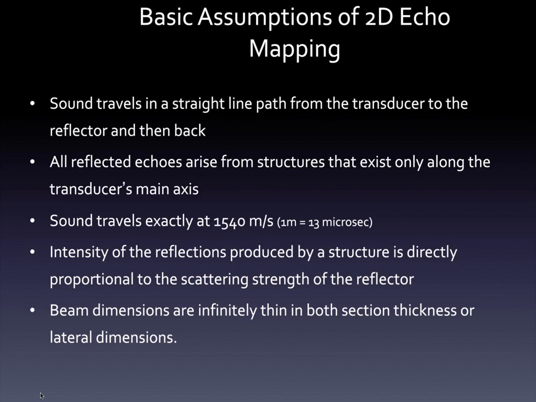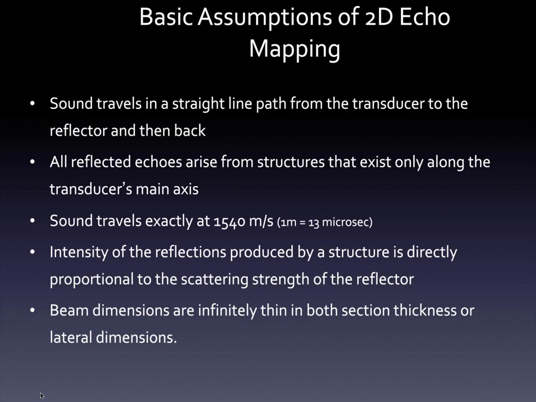Okay. So the basic assumption for the, so they function like pointers. So there are basic assumptions of 2D echo mapping, including sound travels in a straight line path from the transducer to the reflector and then back, and all the reflected echoes arise from structures that exist along this line of the transducer main axis. This is the one that we went over with the fellow yesterday. This is the number that you have to remember for your exam: when you put everything together, including tissues and bony structure, in the human body, sound travels at 1540 meters per second.